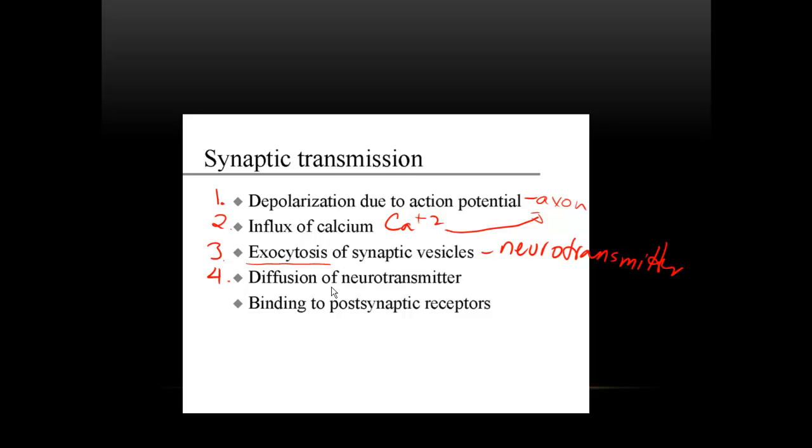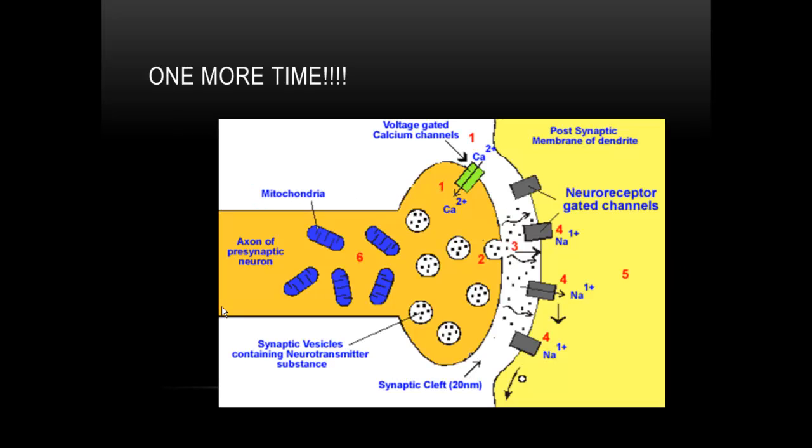4, the neurotransmitters will diffuse across the gap, the space, and the bane of my world is this pen. 5, they're going to bind into the postsynaptic membrane receptors. So these are the proteins that lie on the surface of the next cell membrane.